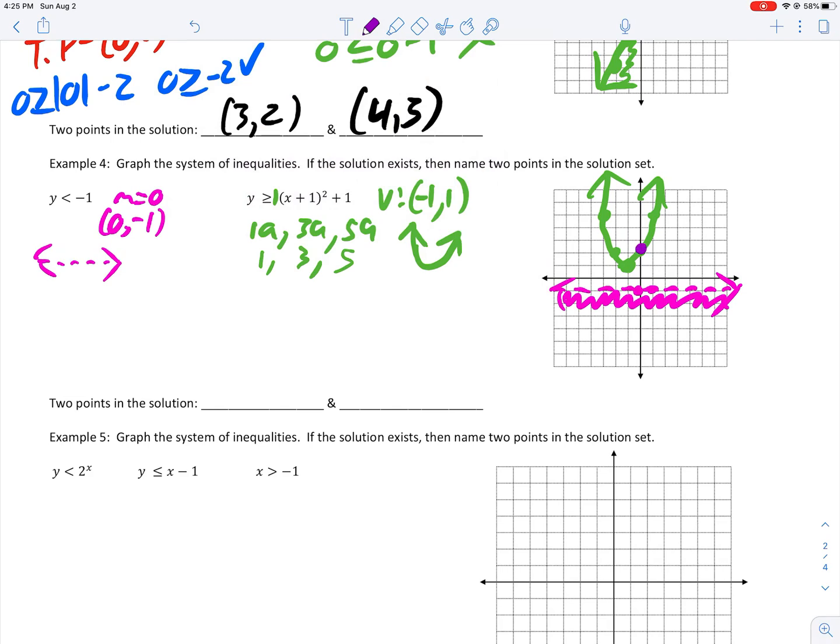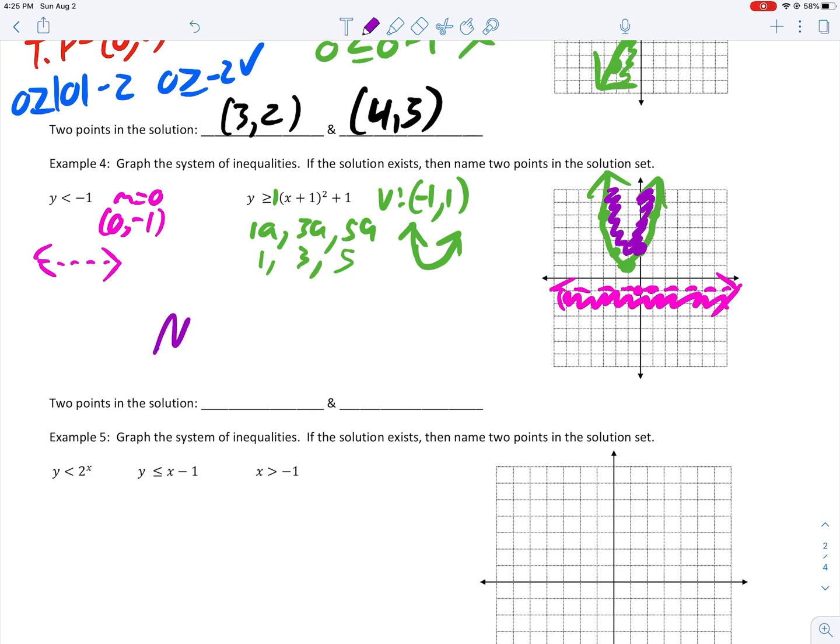Now, where do we shade? Where are the points greater than? Again, I always like to go to the y-intercept. Why? Because almost every time I'm going to give you the y-intercept, or you're going to figure it out. So where are the points greater than that point? They would be above it.